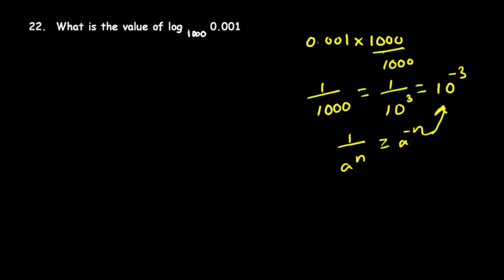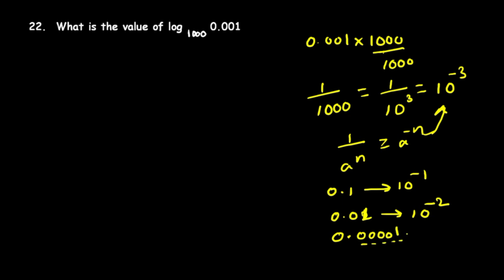Okay, now can you answer what is 0.1? Yes, this is 10 to the power of minus 1. What is 0.01? It is 10 to the power of minus 2. What is 0.00001? Yes, we have 1, 2, 3, 4, 5 places here. So 10 to the power of minus 5. Got it?